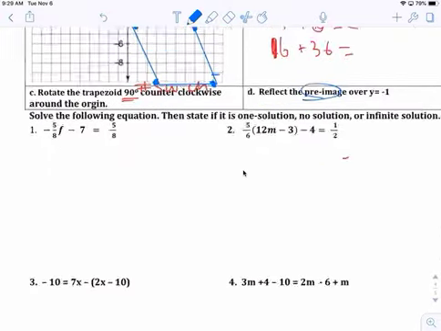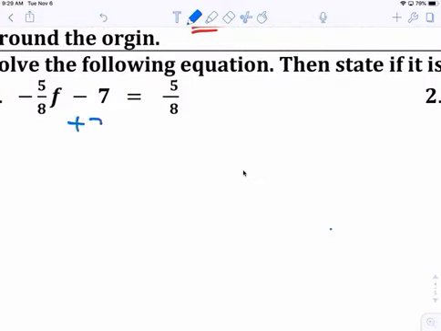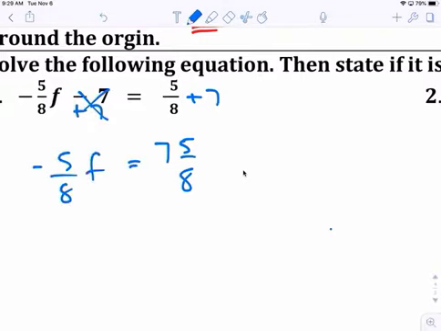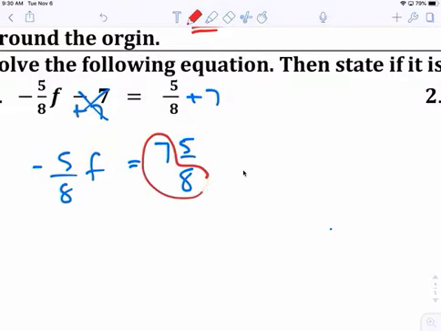All right, least common denominator. I want to get rid of the fractions. I don't have to. I get 7 and 2 5/8. I can do that. I don't have to get rid of fractions. I can also make 0 first, especially when it's this easy. Negative 5/8 f. Make this improper because we need to get rid of the fraction. Make it improper. 56 plus 5 is 61/8.